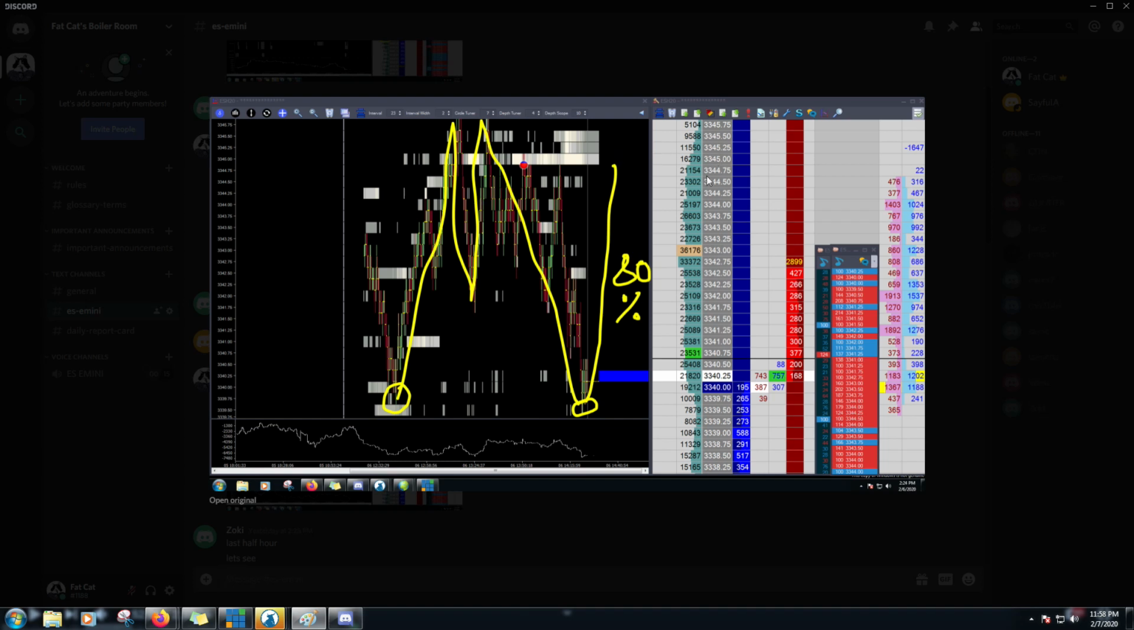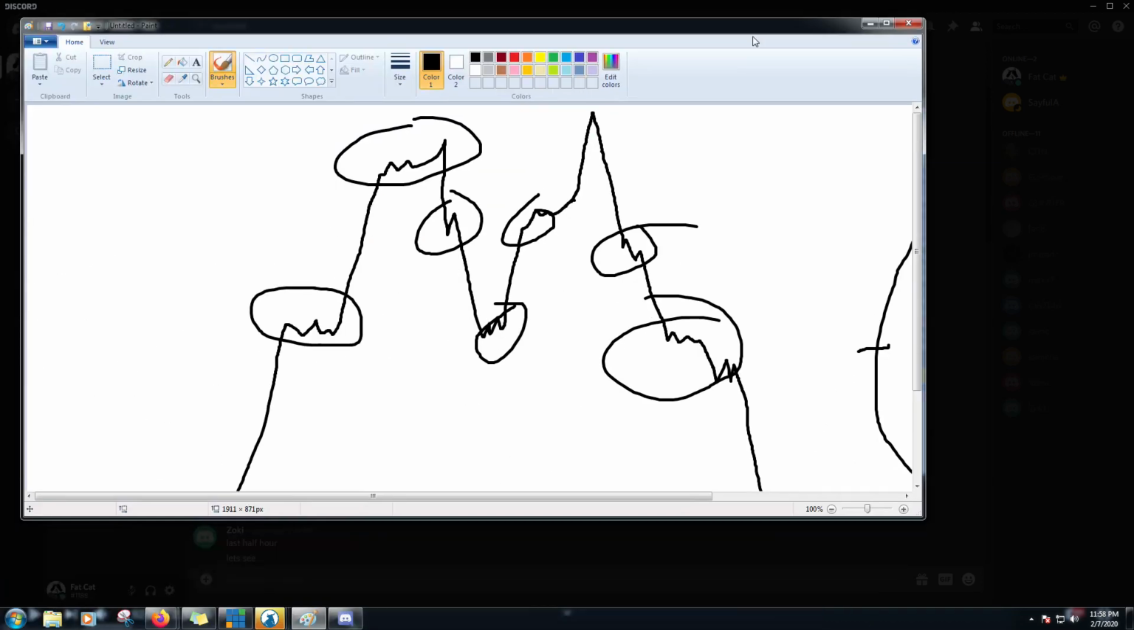So up here, this is stiff resistance. This is all-time highs. Sellers, I should say, are really keen on defending it. Now, the thing is, we make a double top right here to the tick. So what I drew here isn't happening.